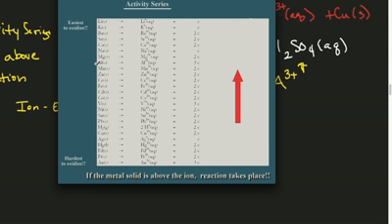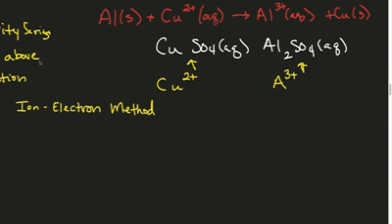So in this case, we have the solid above the ion in the solution, copper, right? So it should be that way. Otherwise, if the metal is not above the ion, no reaction would take place. So what is the first step in the ion electron method? Half reactions, good.